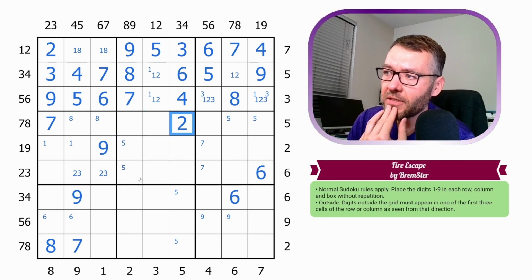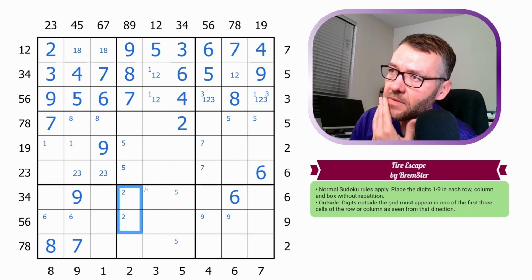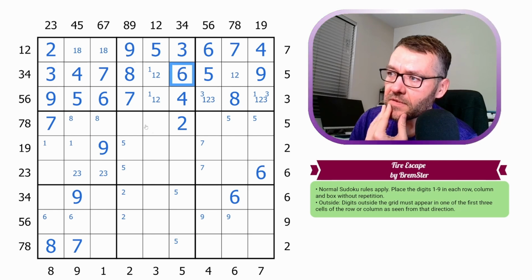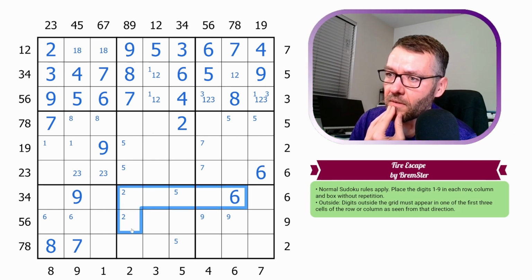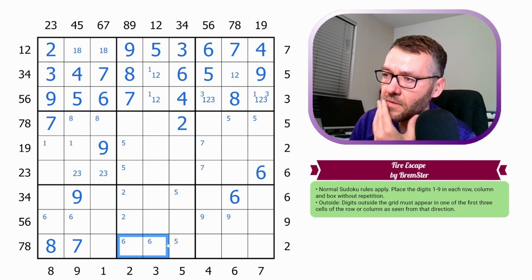So we have the 2s pointing down. 2 can't go down here. We need 2 in one of these 2 spots. 5, 6s, 6 can't go here or in here. So 6 is going to go in one of these 2 spots.